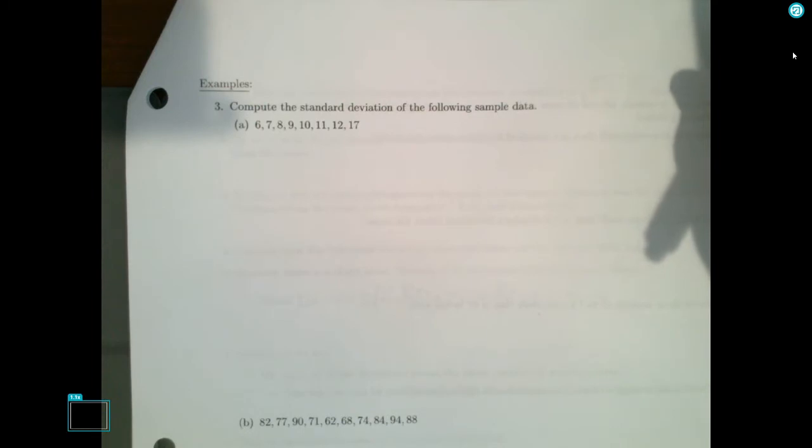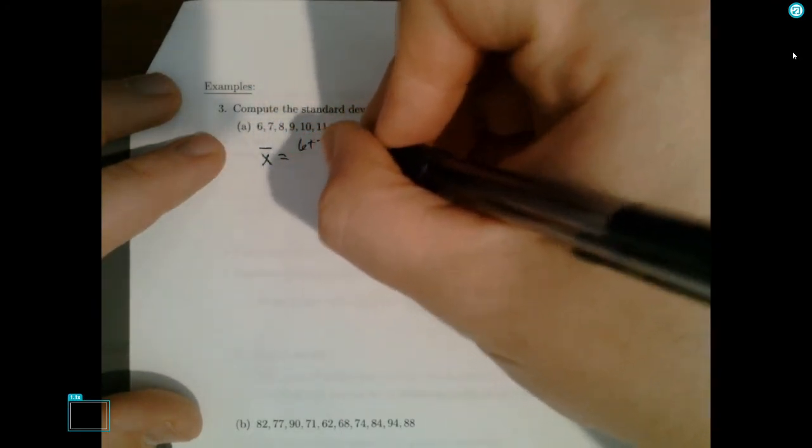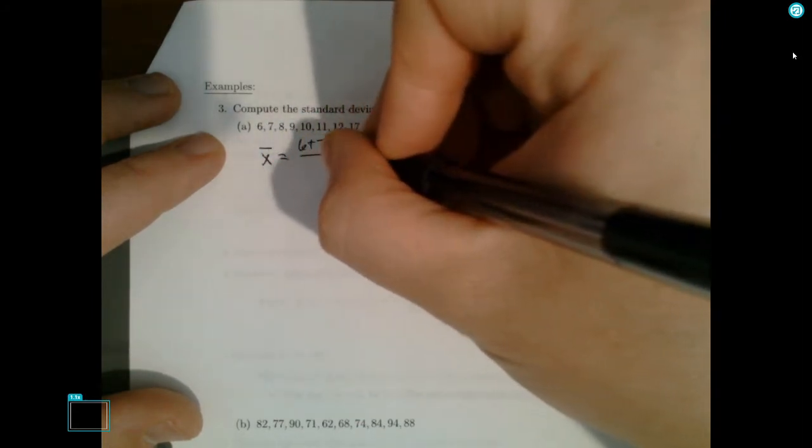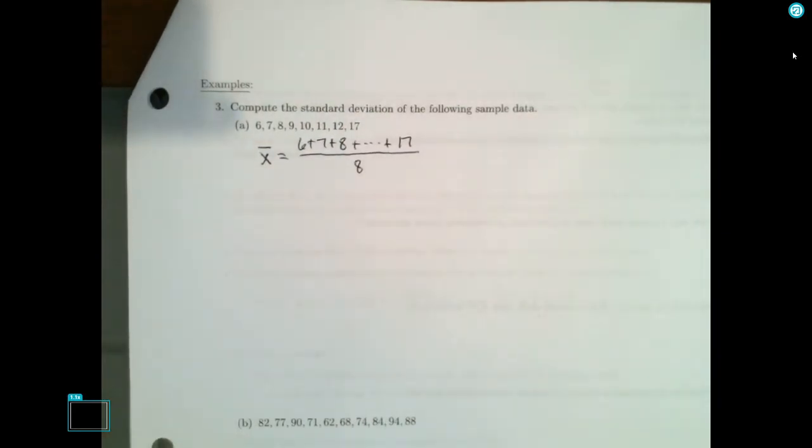Let's take a look at a couple examples. Compute the standard deviation of the following sample data: 6, 7, 8, 9, 10, 11, 12, 17. The first thing we need to do is calculate the sample mean. That's going to be 6 plus 7 plus 8 and so forth, all the way up until we get to 17, then we divide by 1, 2, 3, 4, 5, 6, 7, 8. Let's see what we get.